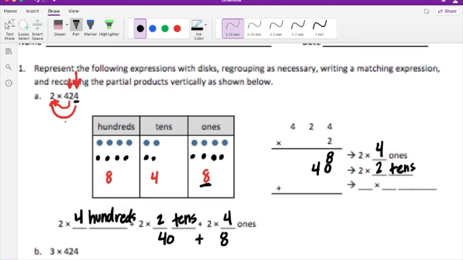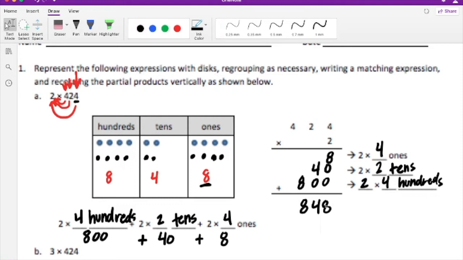Then, lastly, we did 4 hundreds times 2. So I'm going to put times 2, 4 hundreds. And 4 hundreds times 2, 4 times 2 is 8, so that would be 8 hundreds, right? 800 plus 40 plus 8 is 848.